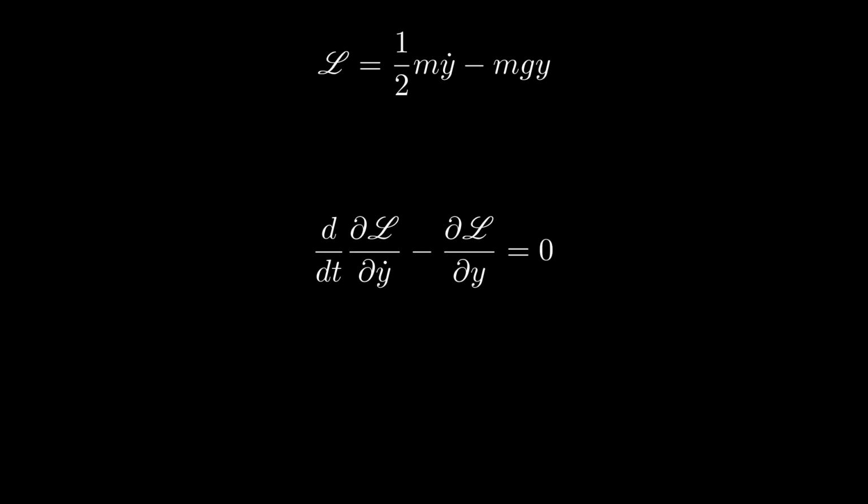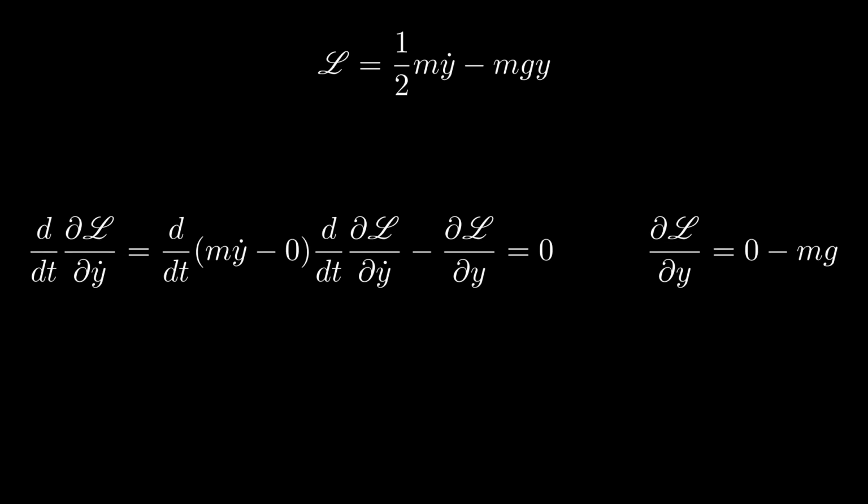The Euler-Lagrange equation in this situation can be given as the derivative with respect to time of the partial of the Lagrangian with respect to velocity, minus the partial of the Lagrangian with respect to position. This is equal to 0. The partial of the Lagrangian with respect to position is equal to 0 minus mg, while the derivative with respect to time of the partial of the Lagrangian with respect to velocity is equal to mass times acceleration. This means that mass times acceleration plus mg equals 0.